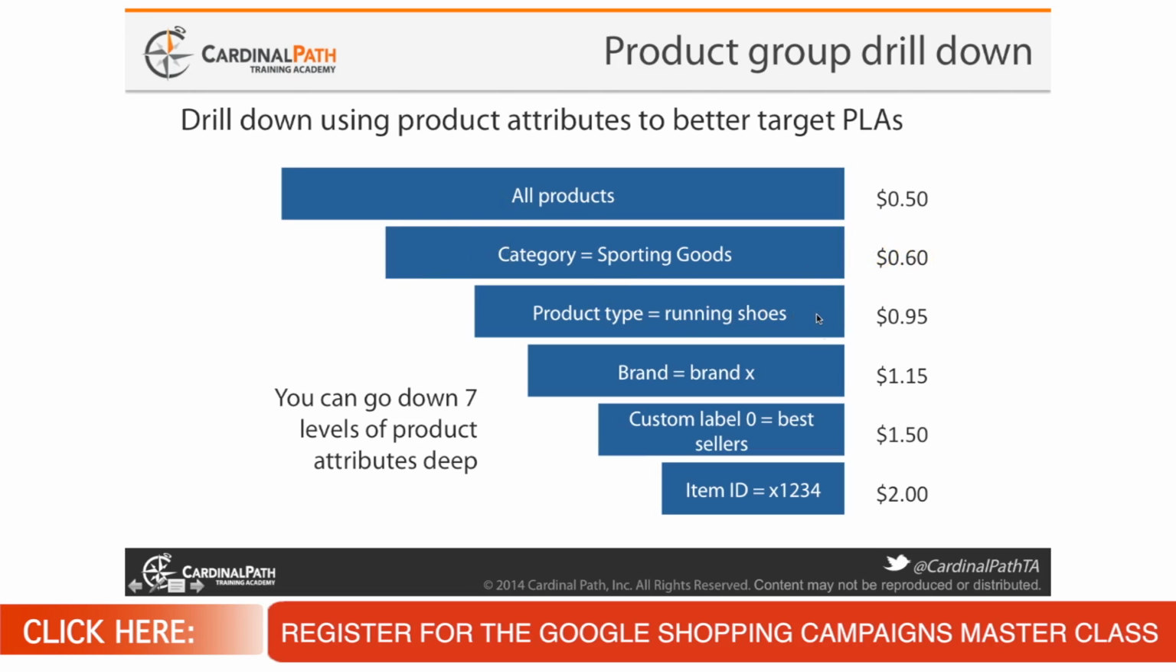But running shoes are really popular, so I'm going to increase my bid for running shoes specifically for that category even more. Of those running shoes though, brand X is definitely the one that has the higher return. So let's bid higher on brand X. I have custom labels in there for best sellers. So my best sellers of brand X, I want to bid even higher. And then let's say there's one brand X running shoe that just outperforms all of the rest. So let's drill down even further and set a $2 bid for just that one item. So that's how you can get down really deep and have a lot of control over the bids that you set based on the product attributes that you have laid out.